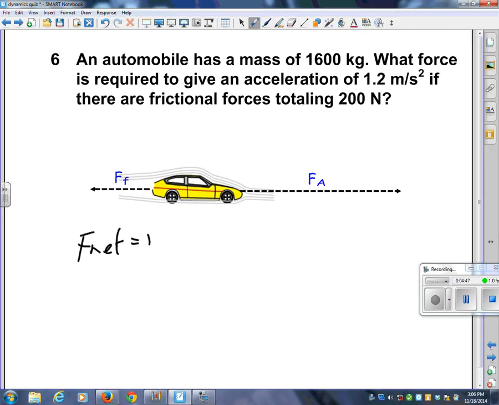F net is equal to MA. We've got 1,600. The acceleration is 1.2. Somebody help me out? You told me I got it right. 1920, right? I did not tell you that. I just told you to punch it in. That's the number we got.